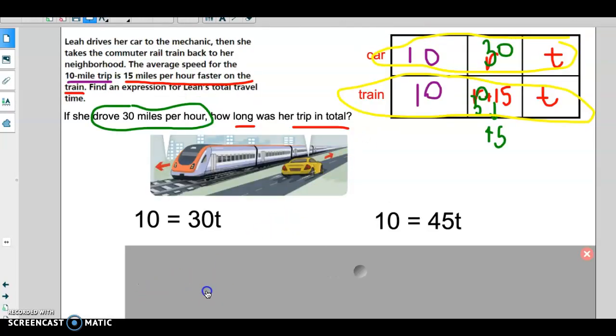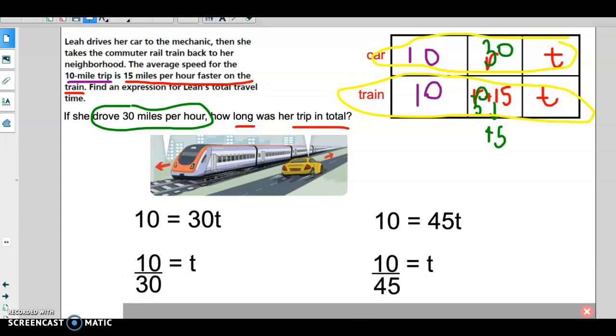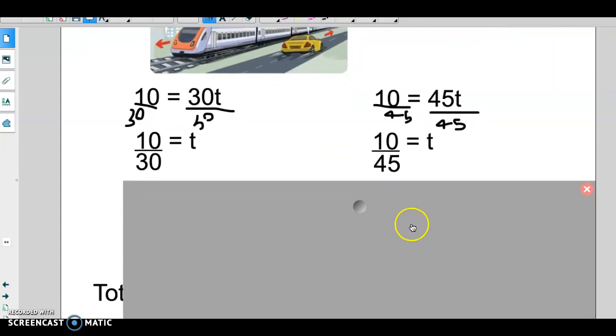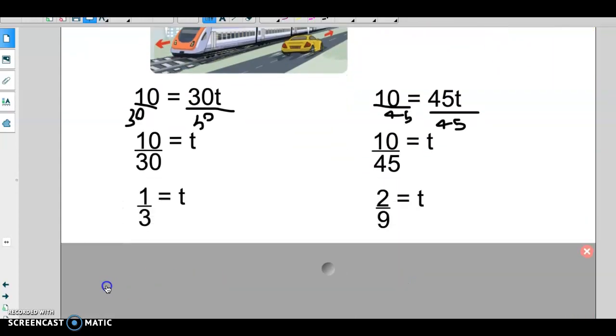So if I solve this first one for t, well, if I could do them both, right? I would divide both sides by 30. Divide by 30. Divide by 30. On the other side, on this guy, I would divide by 45, right? So then I get t alone. I want to simplify those two fractions, right? So 10 over 30, that's going to leave me with 1/3. 10 over 45, that's going to leave me with 2/9, right? So I simplify those fractions.